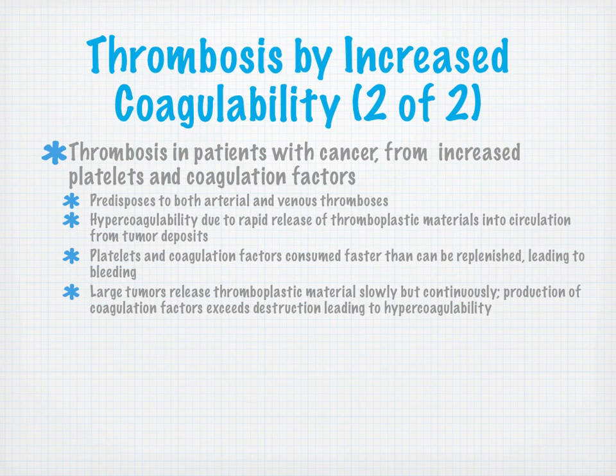Thrombosis in patients with cancer, from increased platelets and coagulation factors, is another major pool of patients who end up with blood clots that they don't want. And so this is often how people get diagnosed with cancer. They had a deep venous thrombosis that embolized, and now we have no idea why you had that. There's no car trip, there's no plane trip, there's no family history, there's no estrogen, there's nothing, and so you start looking around for the cancer.